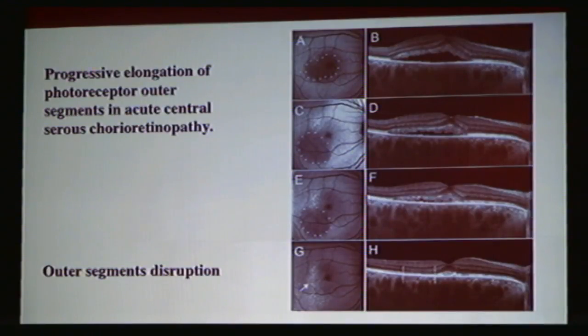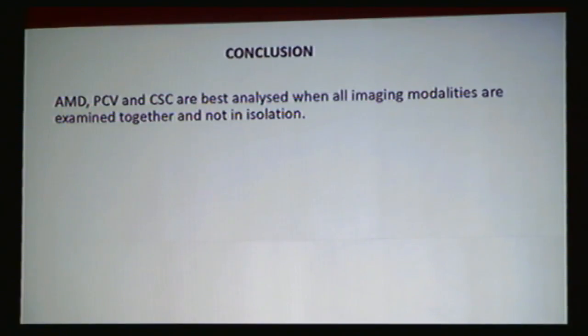After 2 months, the hyperreflective dots have come down, even the SRF has come down, and the outer segment has come down. So that's another marker for us to note in case of chronic CSR.